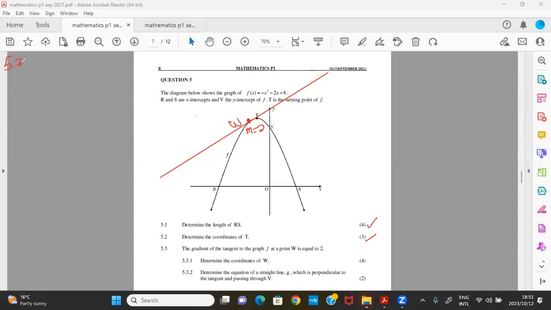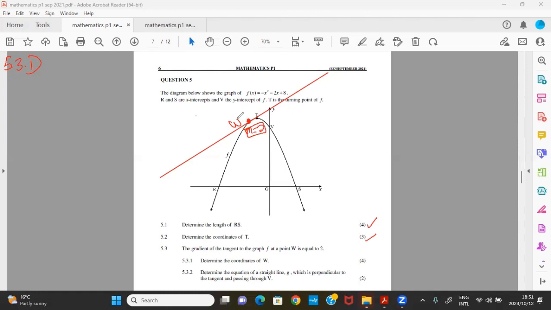One thing you should know is that since it's a gradient at a point, at this point my tangent is intersecting with my graph of f. So basically, this gradient of 2 also applies to my graph of f. So it's a gradient of 2 at both places, at my tangent and also at my graph of f, my parabola.